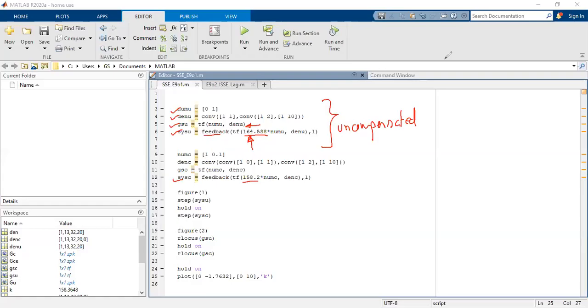Okay, so now if we plot it, then let's go to the image.